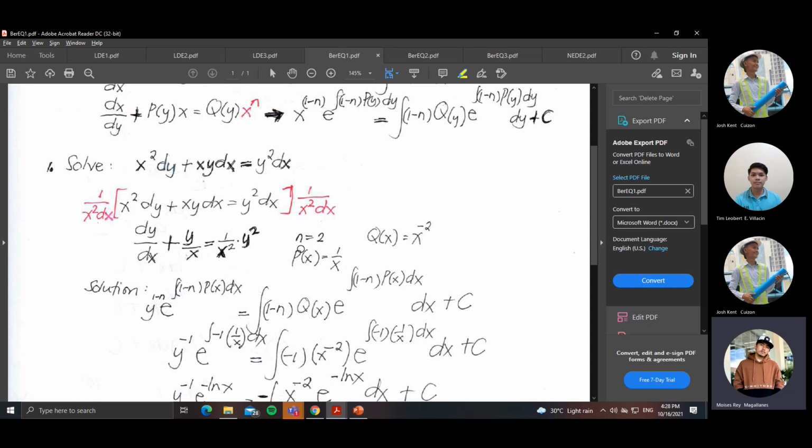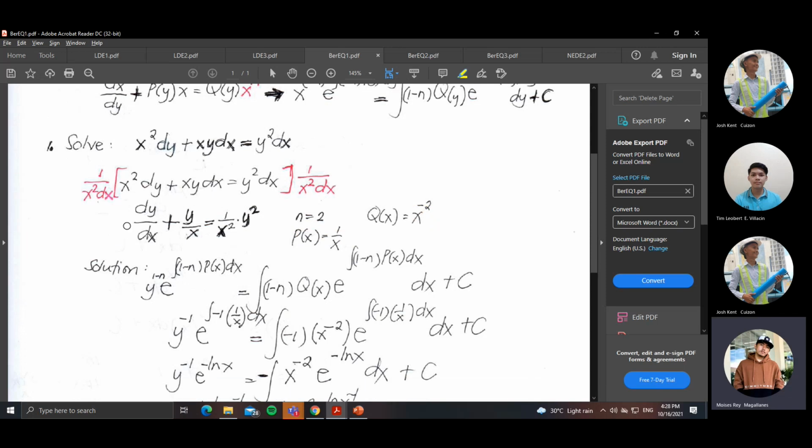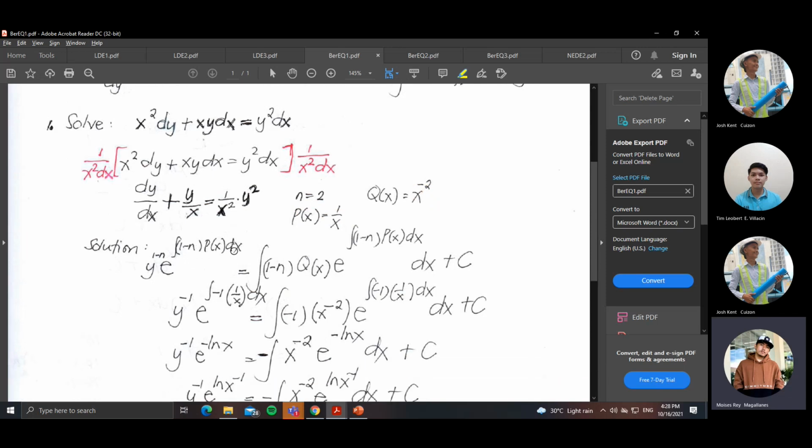So let's identify: our p of x is 1 over x, and q of x is 1 over x squared, or x raised to the power of negative 2. This was changed for easier solving in our general solution. It is very similar to the linear differential equation. The only addition is this 1 over n, so now you just have to remember where it is placed.